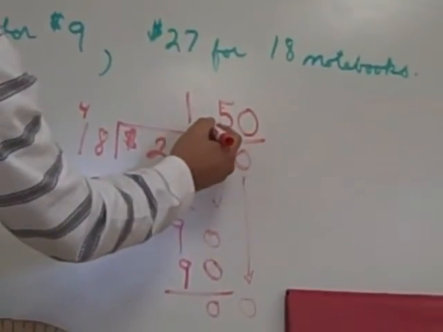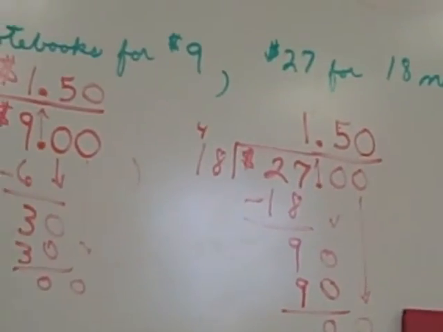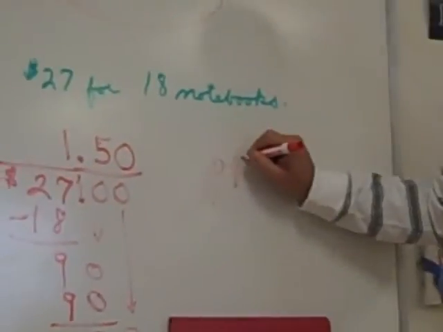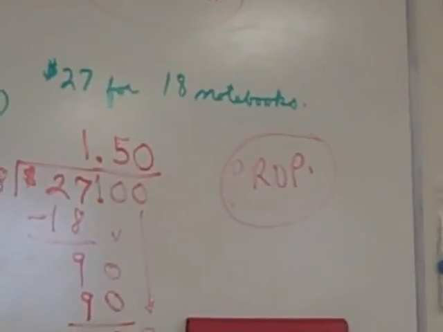Decimal straight up. What do y'all see? Equal. $1.50 per notebook. $1.50 per notebook. So we write proportional. Oh, that's right. Proportional.